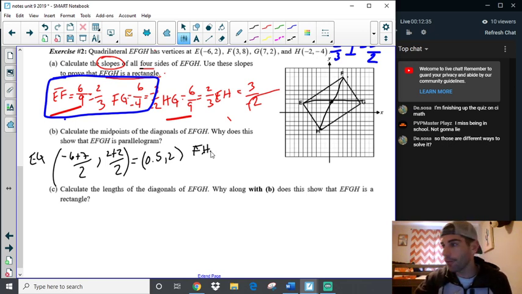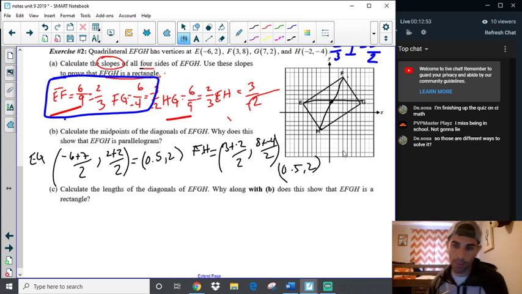FH. EG and FH is going to end up being the same exact thing. FH is going to be 3 plus negative 2 divided by 2, and 8 plus negative 4 divided by 2, which is 0.5, comma 2. So they share the same midpoint. Now that shows that it's a parallelogram, not a rectangle.